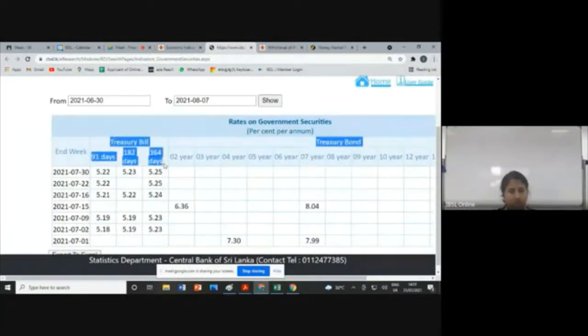Okay, so we have treasury bills in three maturity buckets. This is something that you need to definitely know. There are only three maturity buckets for treasury bills.